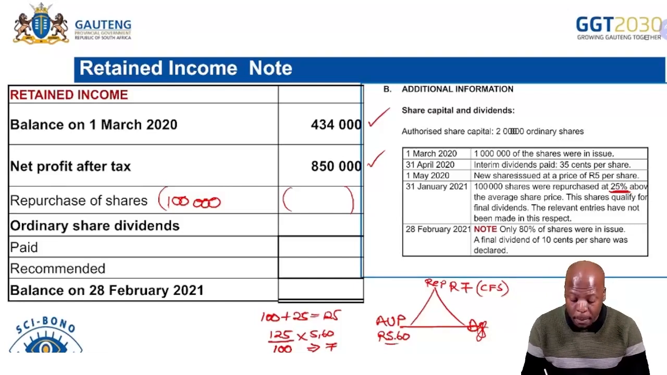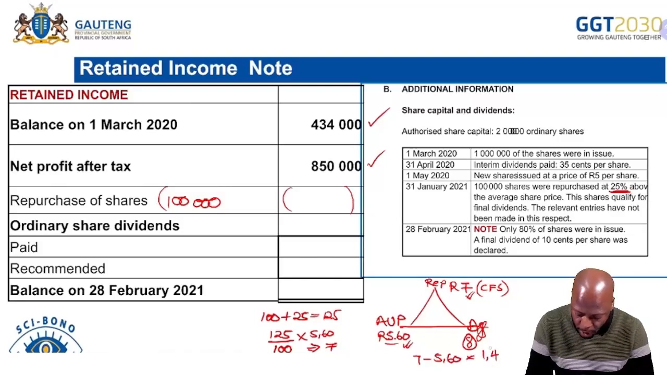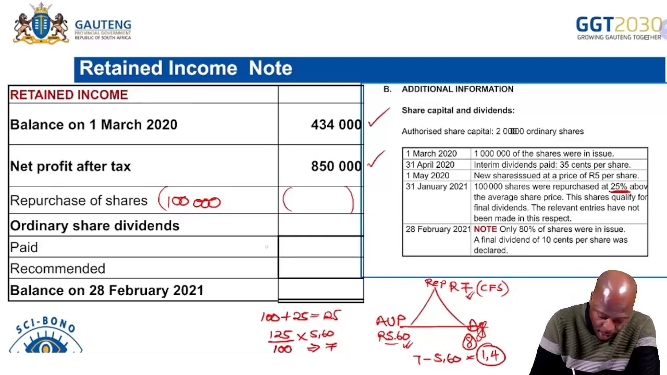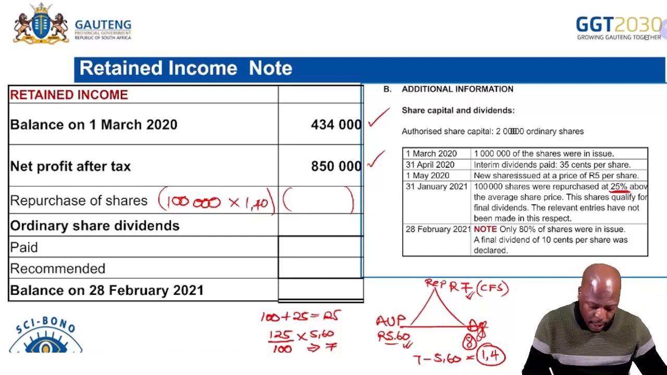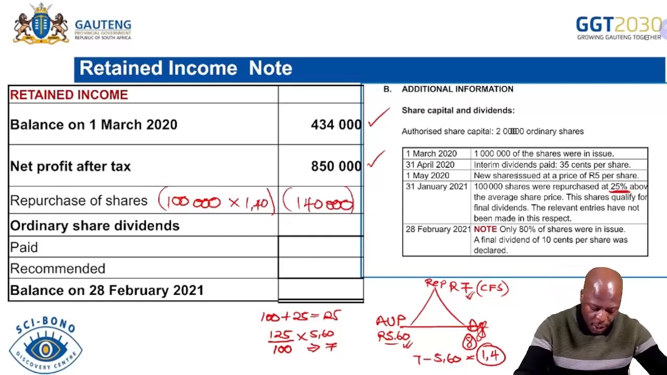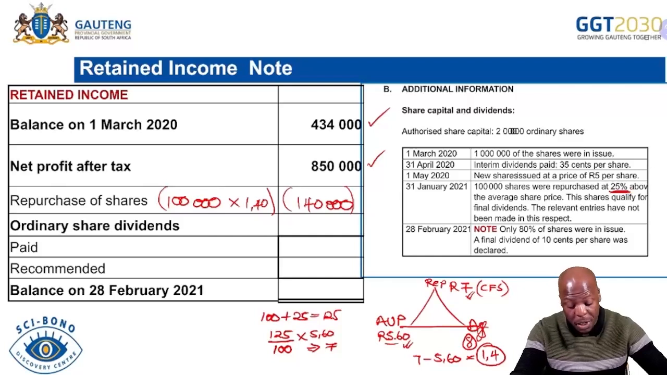But when we are here now, remember we're doing note number 8. What we use in note number 8 is the difference. The difference between what? Between the 7 Rand and the R5.60. So in other words, you're going to say 7 minus R5.60, and it gives you R1.40. So the R1.40 is the price above. Okay, that means I'm now going to say 100,000 multiplied by R1.40. If I multiply that, it should then give me 140,000. This becomes your repurchase of shares, 140,000.